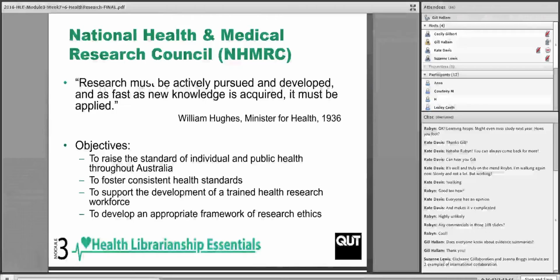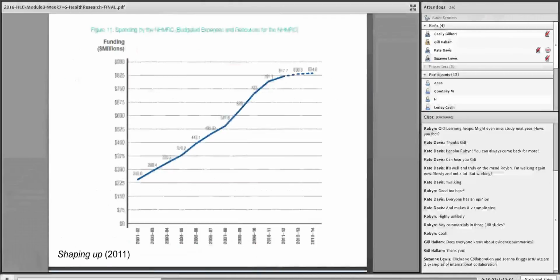And so when it was established, the objectives were very much to raise the standard of health in Australia, to foster consistent health standards, and we'll look at some of that a little bit later, to ensure that we have a trained health research workforce, and to develop a framework of research ethics, and we'll touch on some of that later as well. So I'm sure you can understand that we have travelled a very long way since 1936, but the formation of the organisation was important.